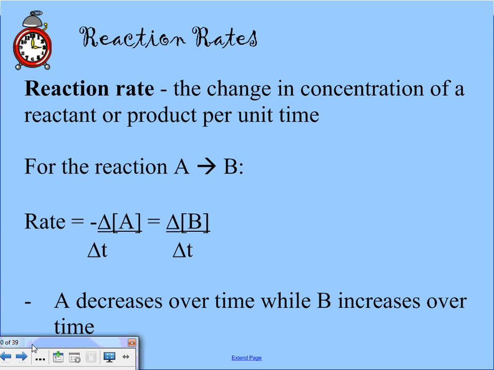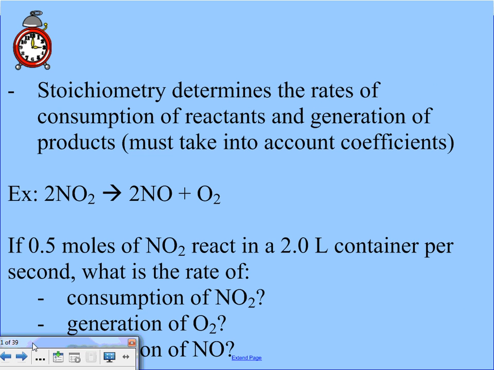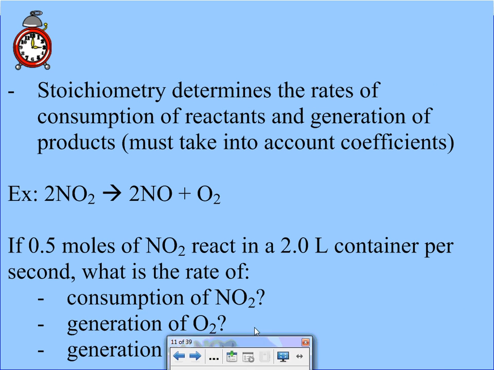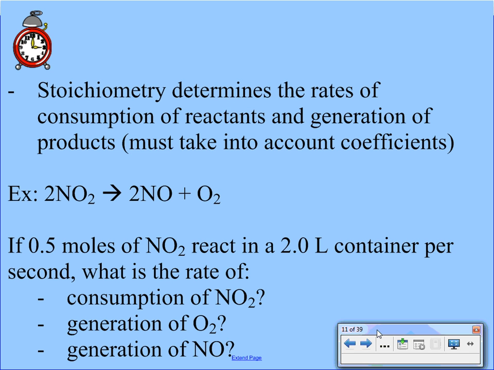And since this is yielding B, the concentration of B will increase. And that's why you see the negative sign when we're talking about A. Stoichiometry will determine the rate of consumption of reactants and the generation of products. In other words, we can use the coefficients in our mole ratio in a balanced equation to give us a relative rate of consumption versus a relative rate of production of a product.